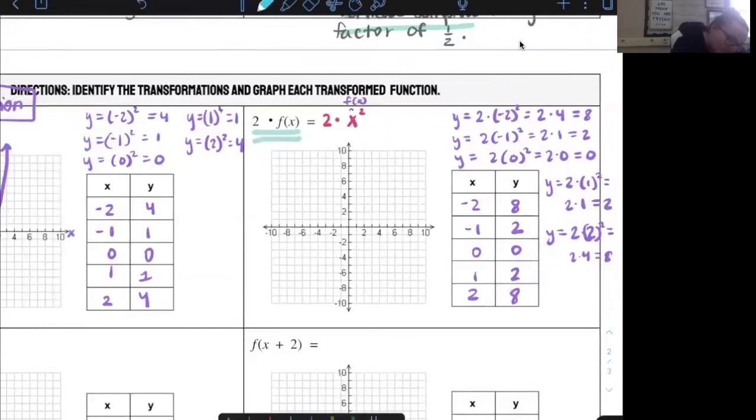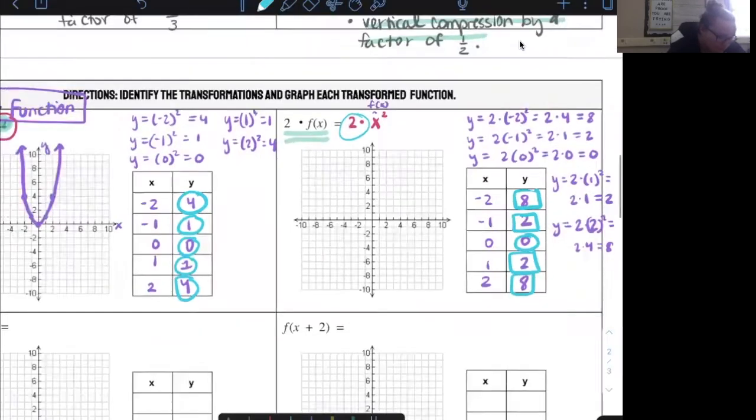Isn't 2 times 4, 8? And 2 times 1, 2? 2 times 0, 0. 2 times 1, 2. 2 times 4, 8. We just took all of our y values and multiplied them by 2.